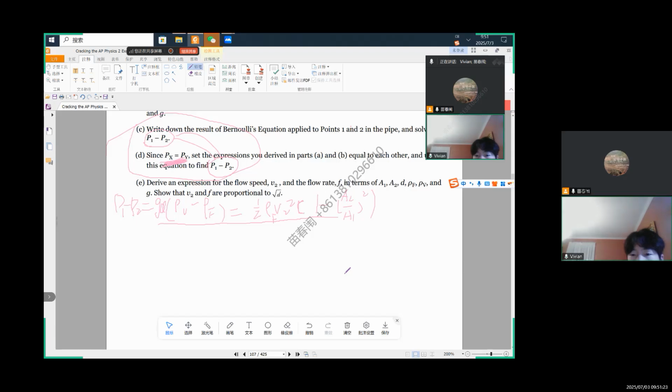In terms of V2 squared, I have to multiply this out by 2 and then divide by 1 minus A2 over A1 squared. And then divide by rho F. Right, and then that'd be g d, to g d.